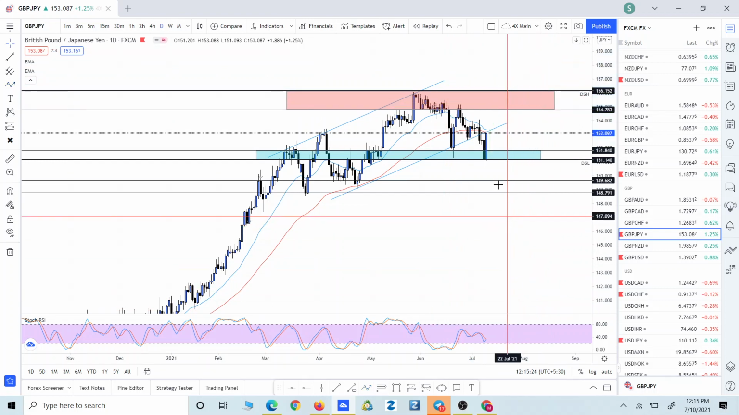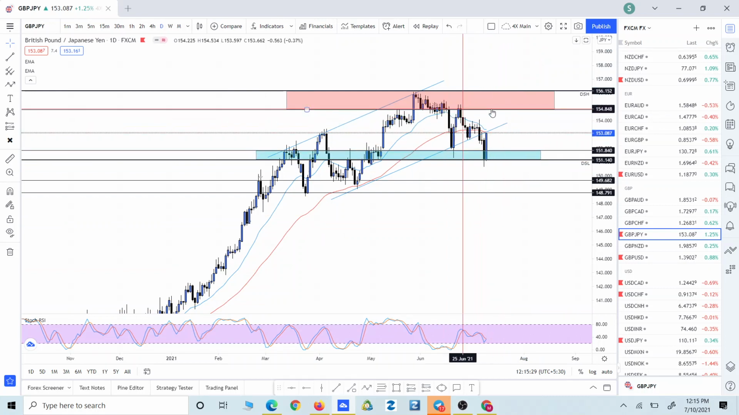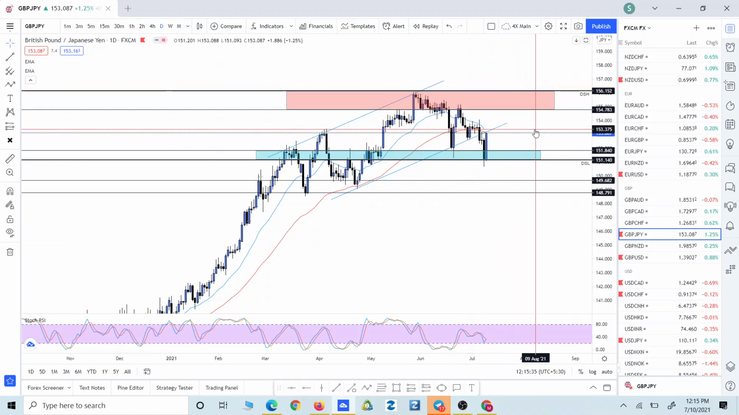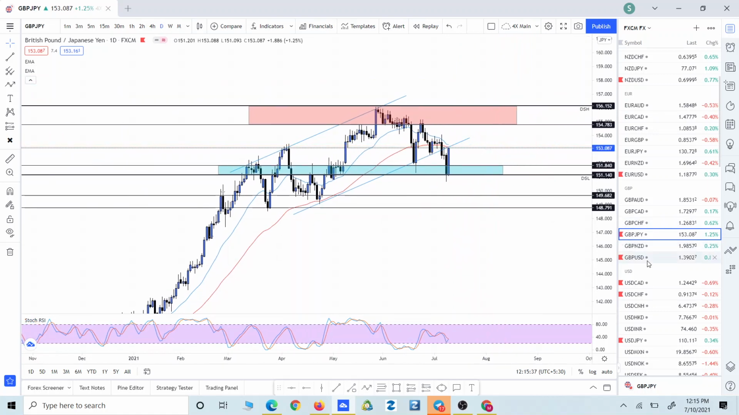So two possible scenarios for GJ. If we get a shorting opportunity until this level, we'll be looking for a short, and if the price completely turns bullish and closes above this level, we will start looking for bullish entries.